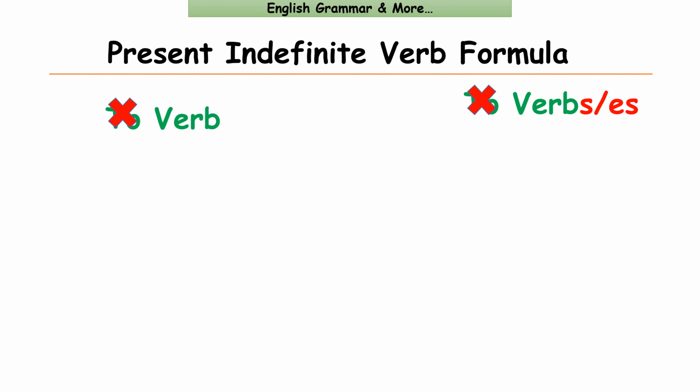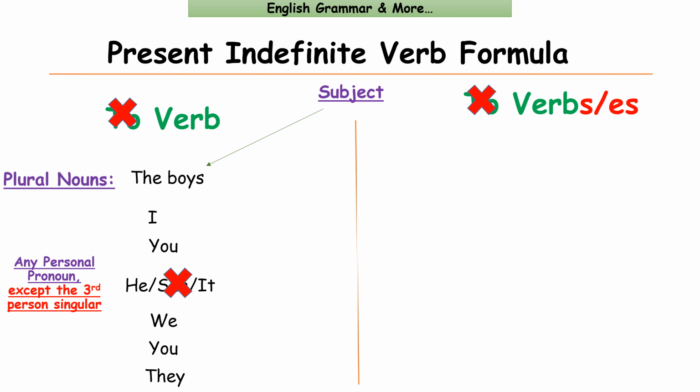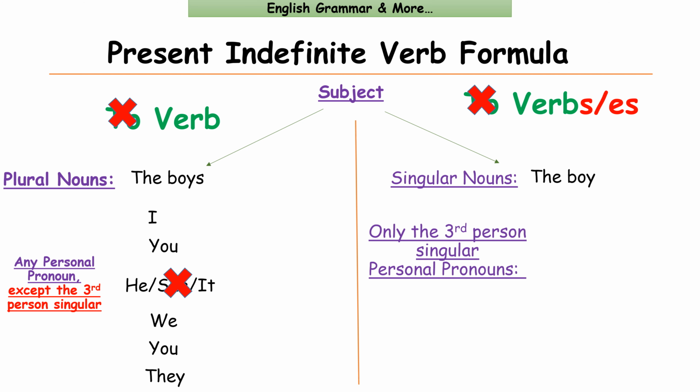Now, we use the verb in its root form when the subject is either a plural noun or any personal pronoun except the third person singular. And we use the verb with the suffix s or es when the subject is either a singular noun or the third person singular pronoun, such as he, she, it.